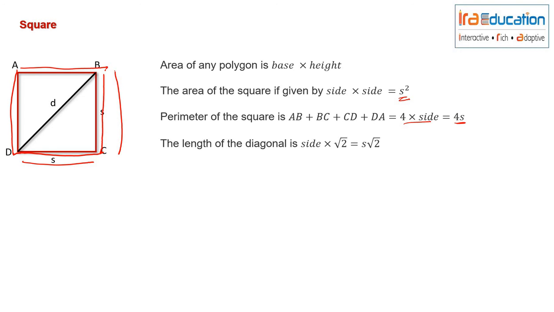But now if I am given a diagonal and want to find the area of a square, because the area of a square when the side is given is S square, whereas if I'm given the length of the diagonal D and asked to find the area of a square, then I'll use one formula, that is half into D square.